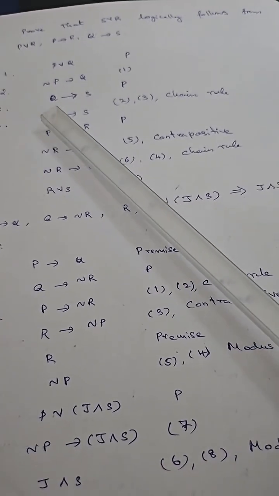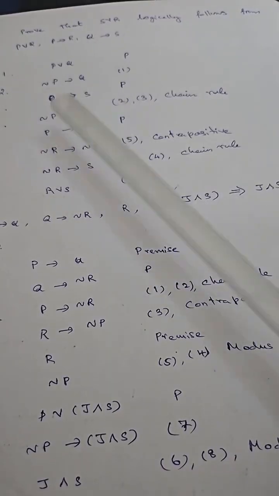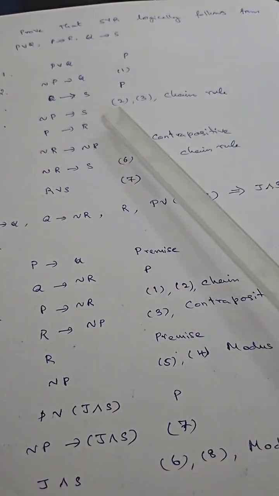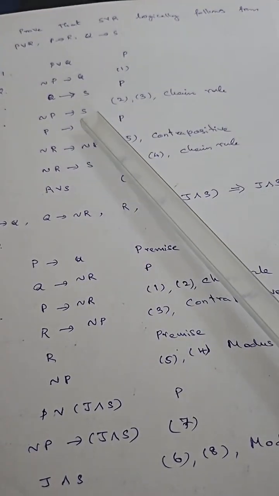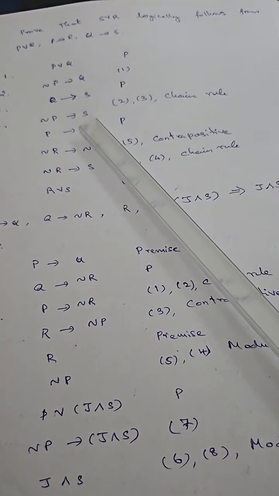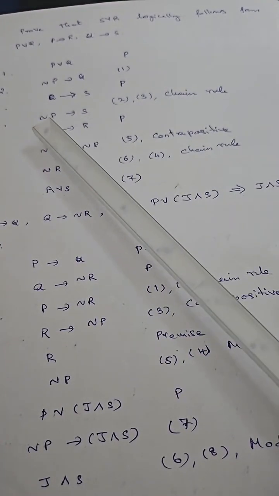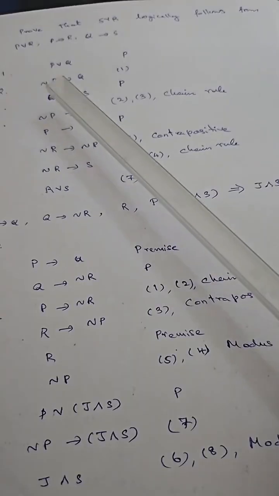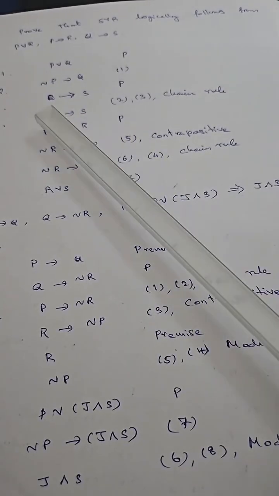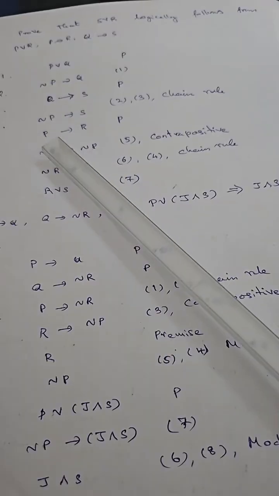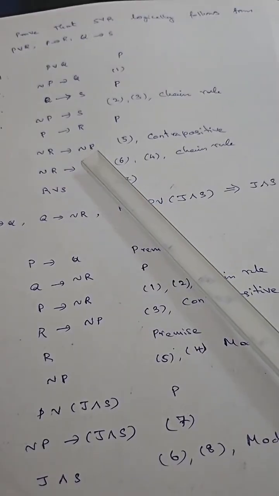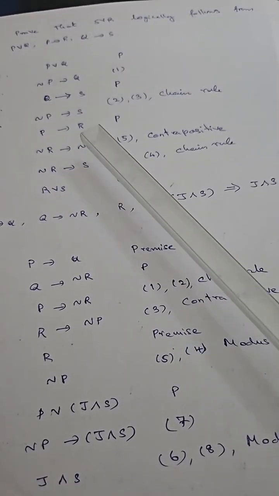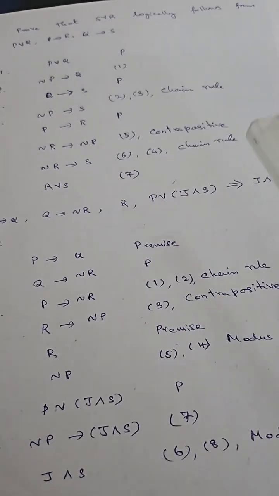Then negation P to S. P to R, this is a given premise. Now for this statement P to R, I take the contrapositive, which gives negation R to negation P. This is a contrapositive statement. Then I can use the chain rule for step number 6 and step number 4, which gives negation R to S. Negation R to S is equivalent to R or S.